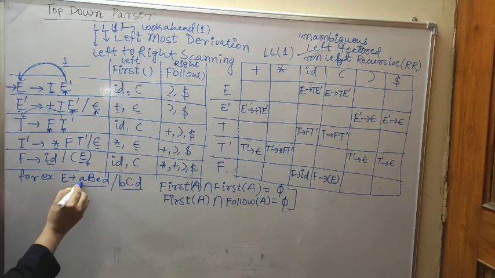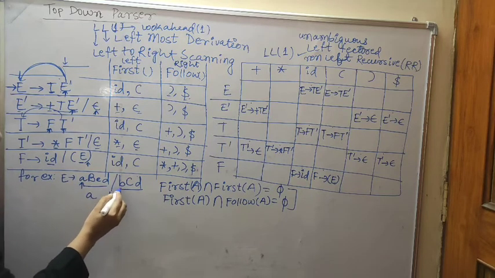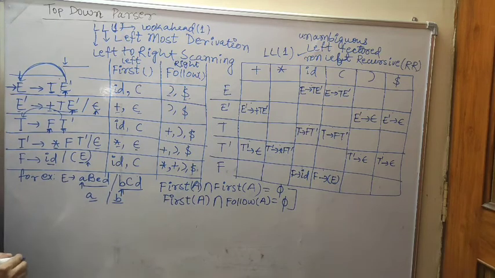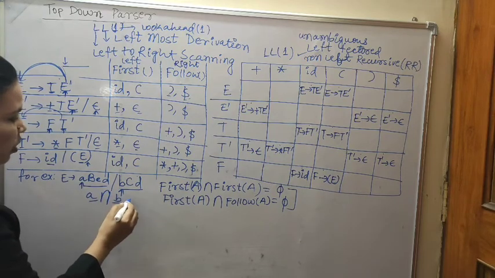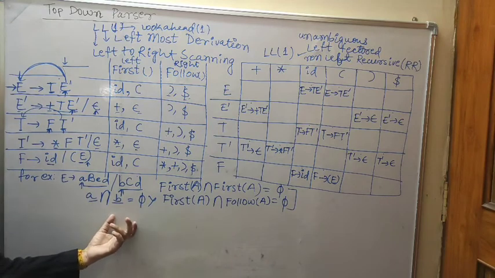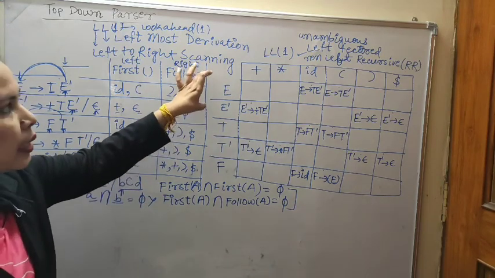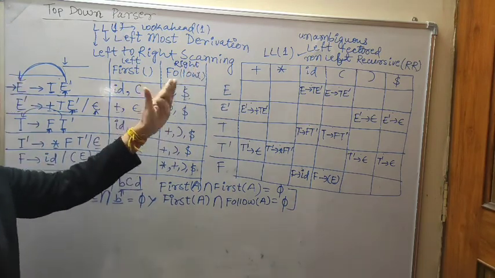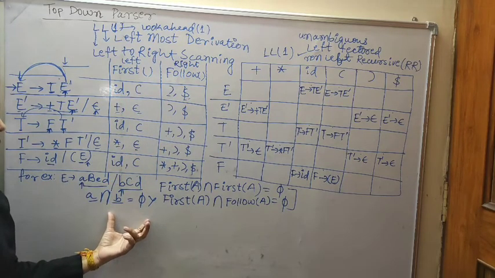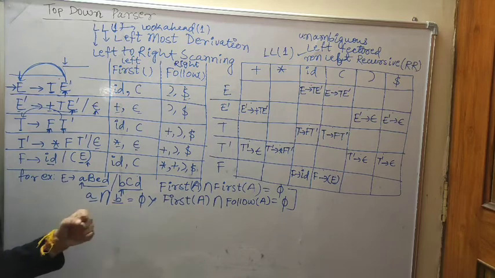First of the first production rule, what will come? A. First of the second production rule, what will come? B. Both have different terminals. So A intersection B equals null? Yes. So definitely this grammar is an LL1 grammar. Without making the parser table, without finding the first and follow, we can easily solve whether this grammar is LL1 or not. This one is an LL1 grammar.